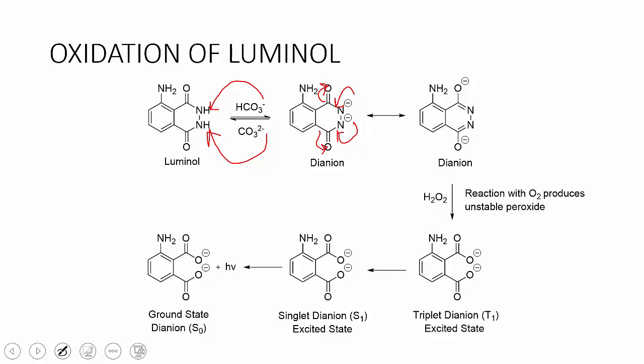But what is important to note is the double arrow between the second and third structures. That represents resonance, so it's just telling us that those two structures are the same molecule, they're just a different representation of how the electrons can be in the molecule. The next step is for the dianion, which is the third structure shown, the resonance structure of structure number 2, to react with hydrogen peroxide.